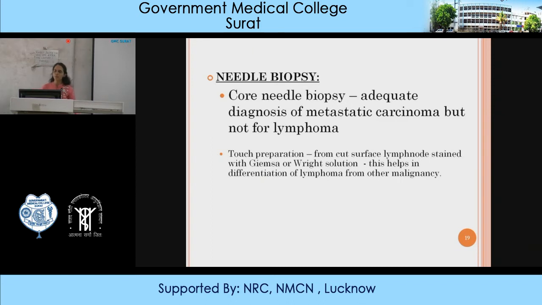So core needle biopsy is adequate for diagnosis of metastatic carcinoma because we can easily identify the foreign cells, the cells which are not originally from the lymph node, but not for lymphoma. For lymphoma, one has to go for excisional biopsy, that means complete excision of the node. Touch preparation is sometimes useful when one has to differentiate lymphoma from other malignancy.